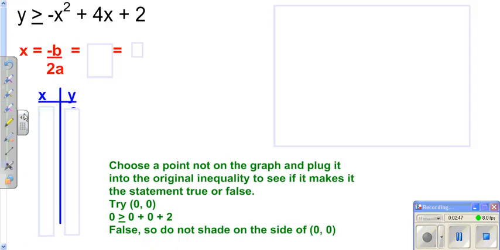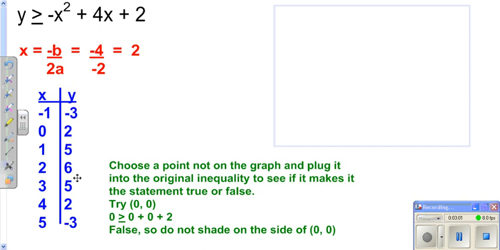So that's what we're going to do here. You're going to do your negative b over 2a, the opposite of 4, over 2 times the negative 1. So in other words, you get 2. Then you want to choose three numbers on each side of 2, and then figure out your points. You could make your t-chart if you wanted. But since this is a nice, neat number, you could go ahead and find the y-coordinate of your vertex by plugging in 2, which you know is this point right here.